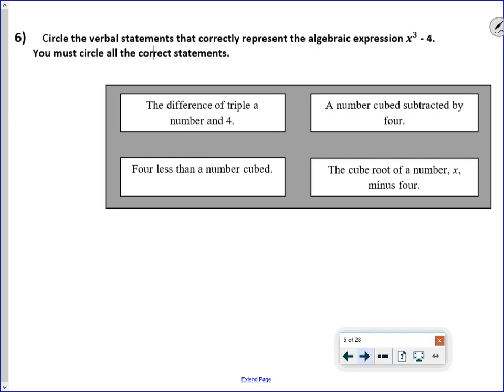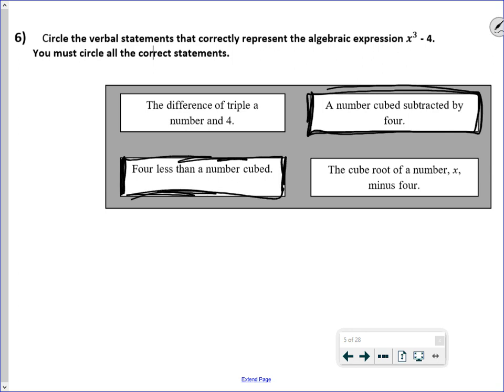Number 6, circle all the statements that correctly represent the algebraic expression x cubed minus 4. So a number q subtracted by 4 and 4 less than a number cubed. This is an example of modeling a technology enhanced question. You will see questions like this on the SOL. Whenever you see a question like this, it's generally true that there's going to be more than one answer. Not always, but most of the time there's more than one answer.